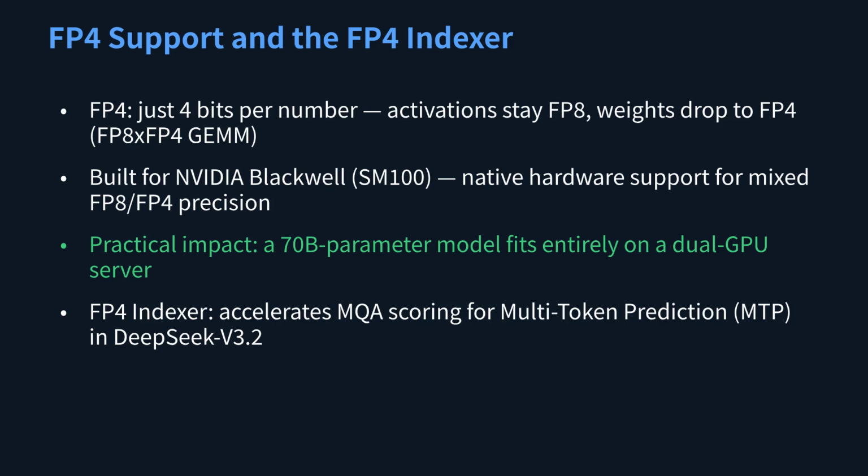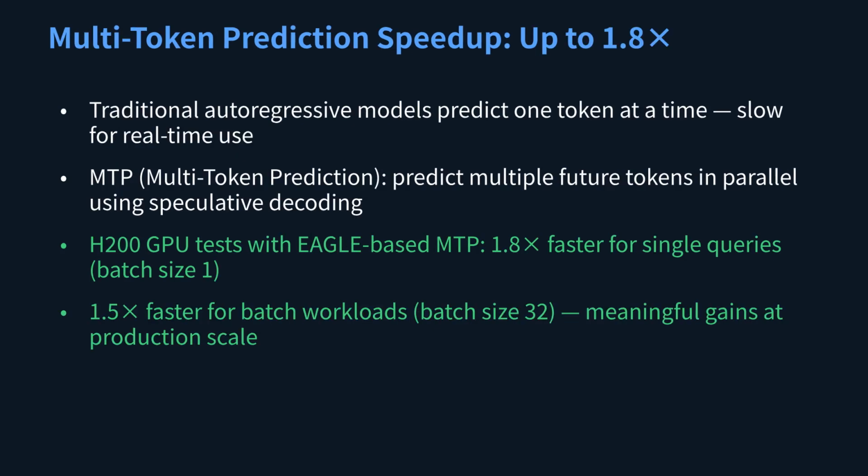Alongside this, DeepGEMM added the FP4 indexer, a kernel that accelerates the scoring computation used in multi-token prediction, where the model tries to predict several future tokens in parallel rather than one at a time. The combination of multi-token prediction and FP4 acceleration delivers measurable gains in production. Tests on H200 GPU clusters using an Eagle-based MTP algorithm showed 1.8 times faster inference for single-query workloads and 1.5 times faster for batch workloads. This matters enormously in real deployments where you're serving many users at once, and where every millisecond of response time affects user experience and infrastructure cost.